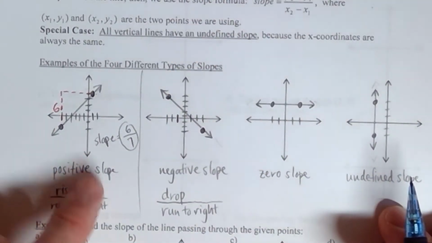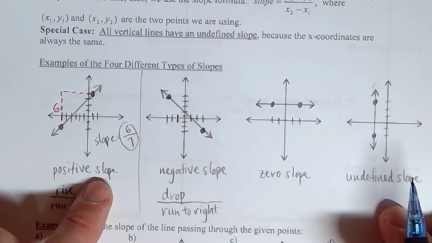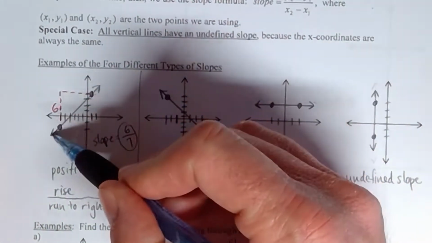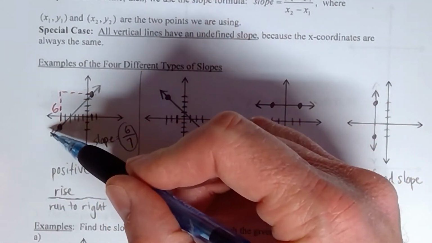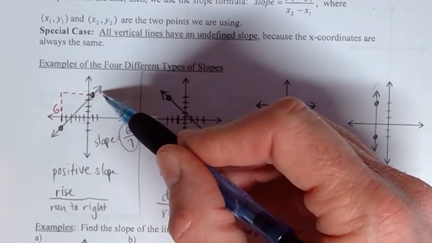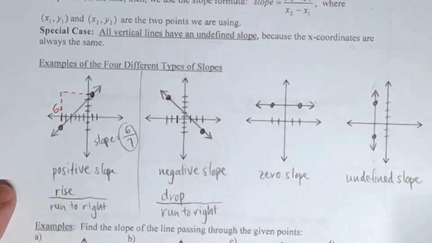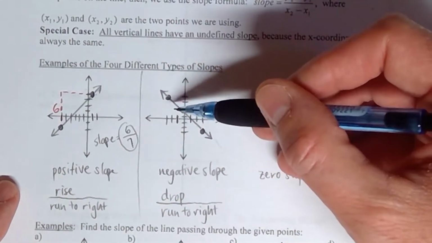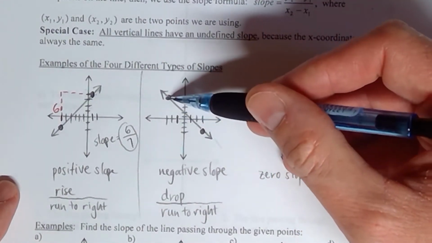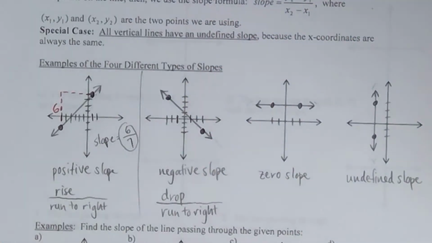But the slope will always be positive if you have a line that goes up as you move from the left of the graph over to the right of the graph. All right, that's how it works with positive slopes. Now, if you have a line that goes down, like I said, as you move from left to right, then it's going to be negative. So we'll make sure that the fraction here ends up being negative.